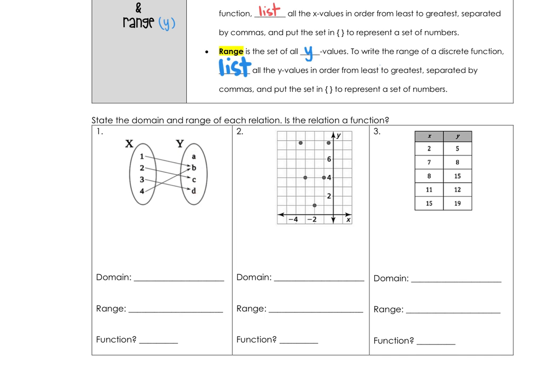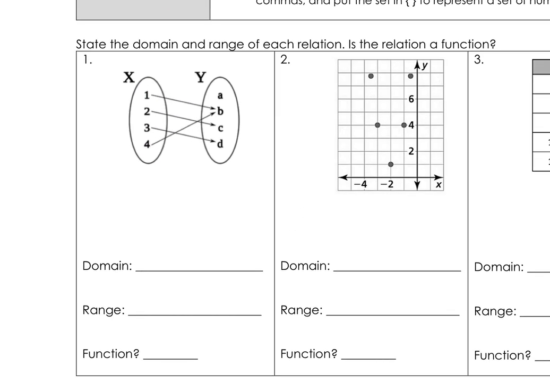So since this is a discrete function, again, for the domain, we're just going to list the x values that are in this mapping diagram. So we'll do the little brackets, and we're going to list them in order from least to greatest, which luckily they're already in. So our domain is just 1, 2, 3, 4, because domain just means x values, and the x values are listed in the oval. So you just write them as a list.